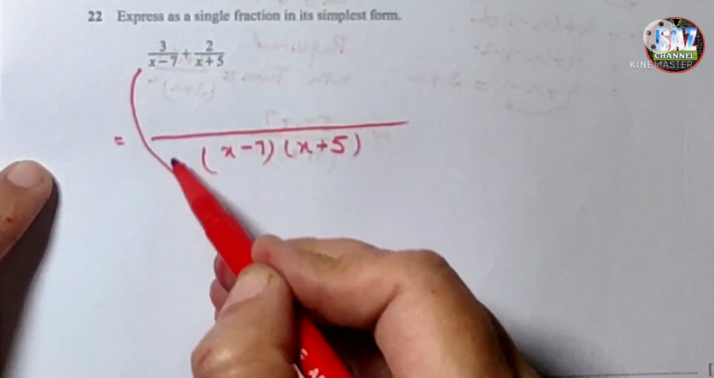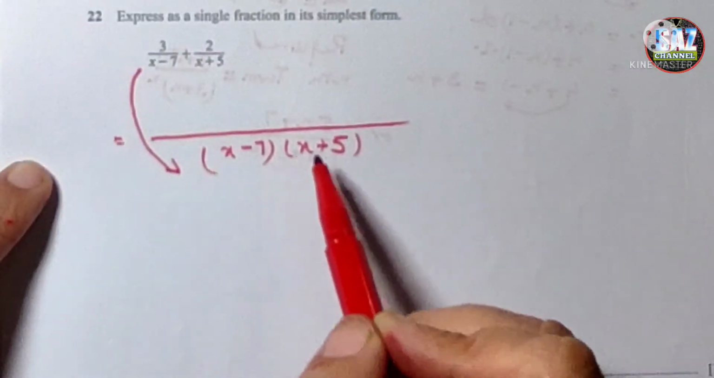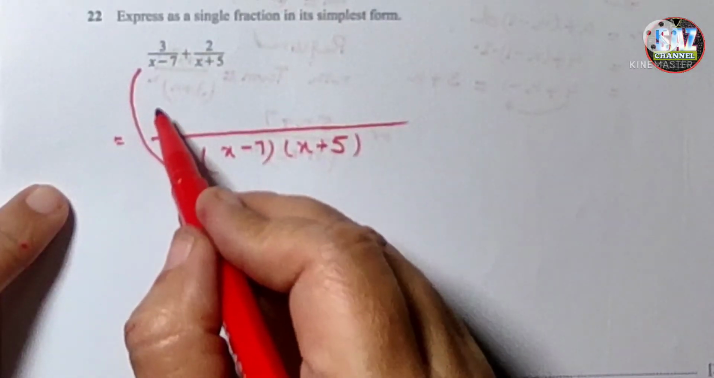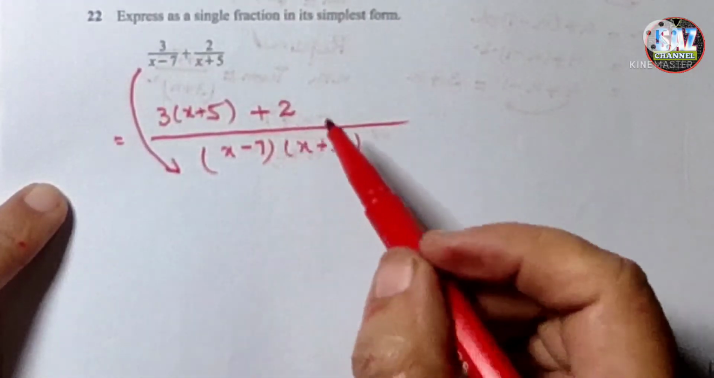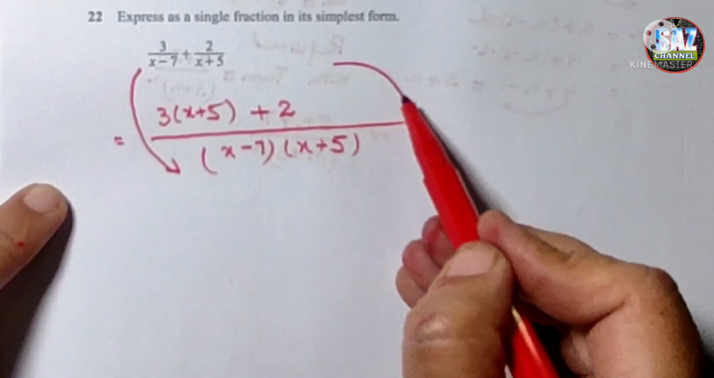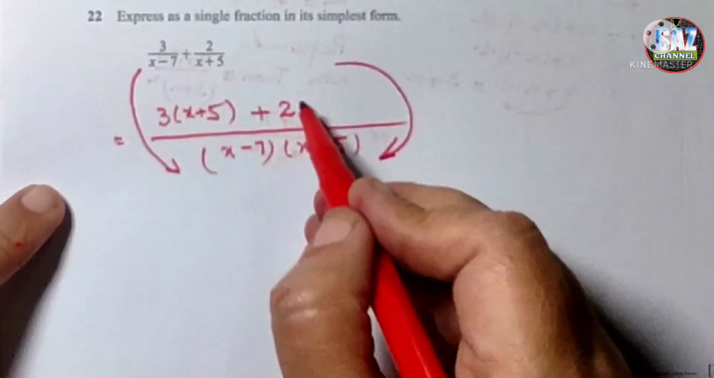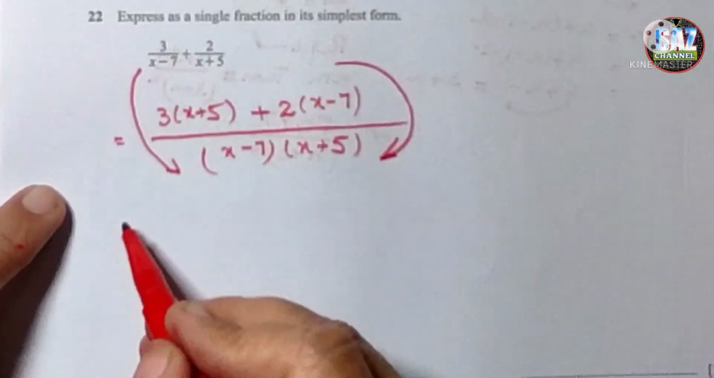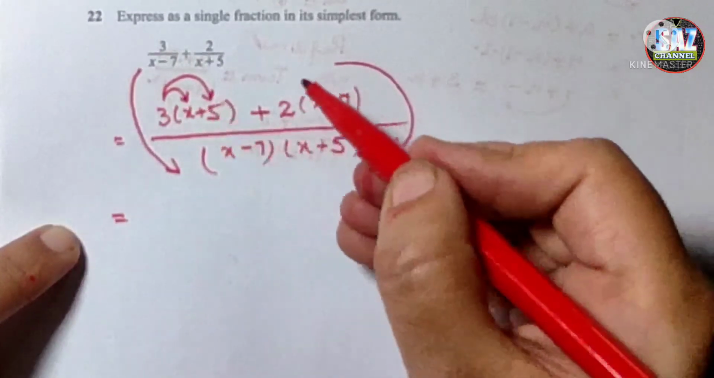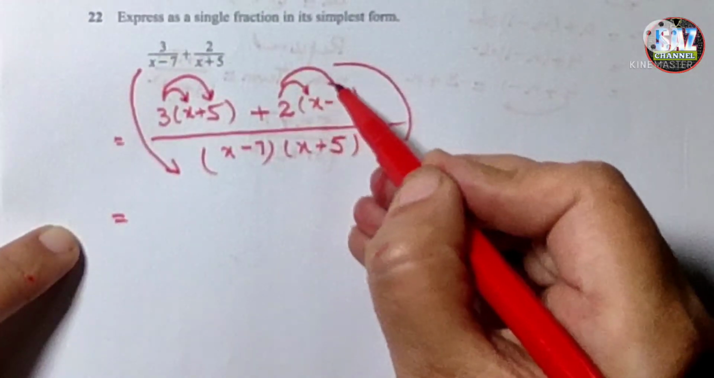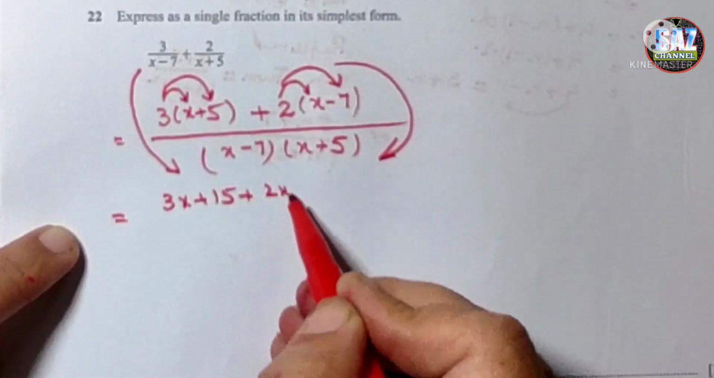Now we can see that here the denominator is x minus 7, but the LCM is the product of these two terms, and this fraction is deficient of x plus 5, so 3 will be multiplied by x plus 5, and then plus 2. Here this fraction is deficient of what? x plus 5 is here, x plus 5 is here, this is deficient of x minus 7, so the numerator will be multiplied by x minus 7. This has to be multiplied using the distributive property. Okay, this is 3x plus 15 plus 2x minus 14.